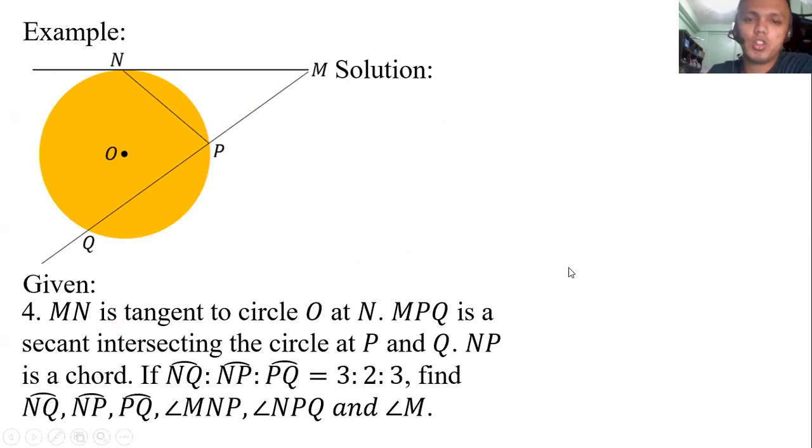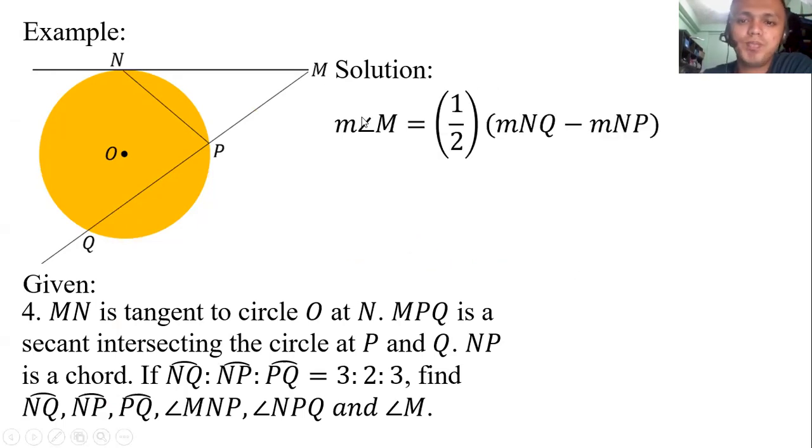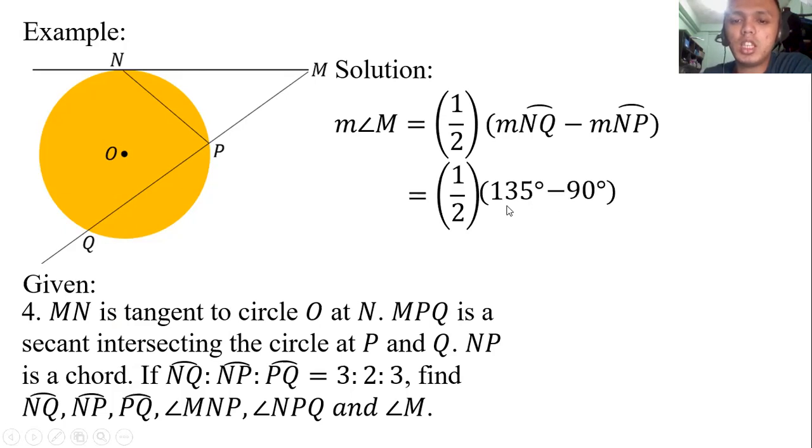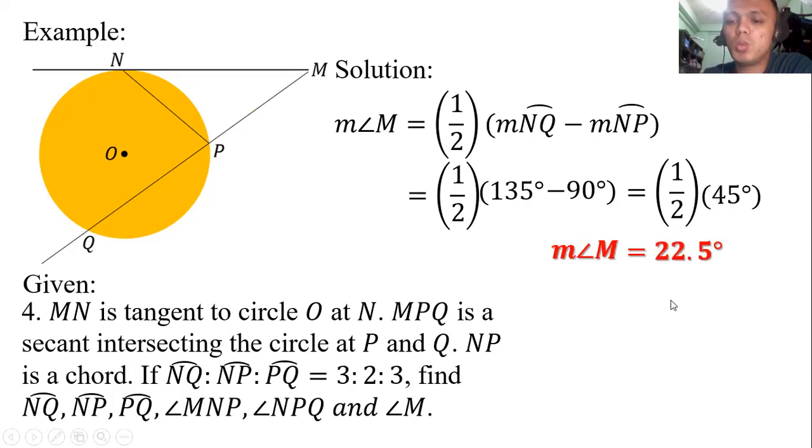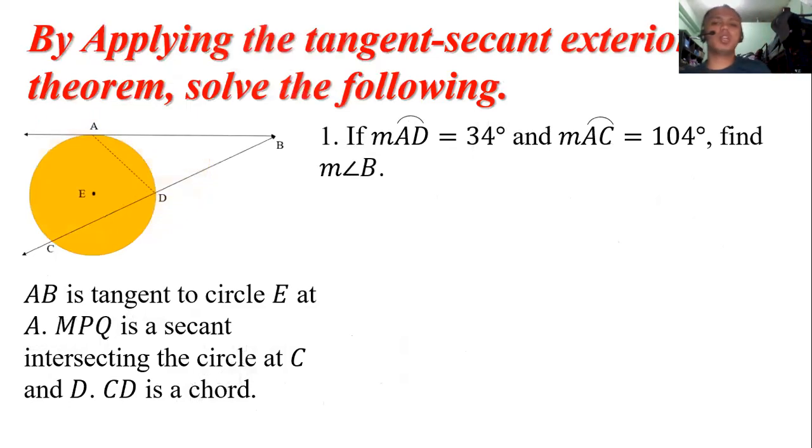Then next, for your measure of angle M, apply na natin yung formula ng tangent secant exterior point theorem. Now, your NQ here is 135 degrees minus your NP natin is 90. 135 minus 90 is equal to 45. Multiply by 1 half, then we have 22.5 degrees for your measure of angle M. Now, let us have an exercise.